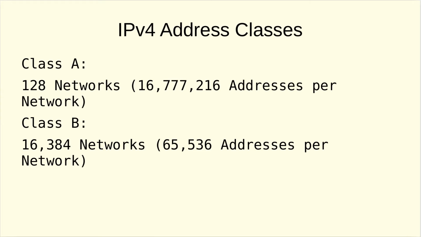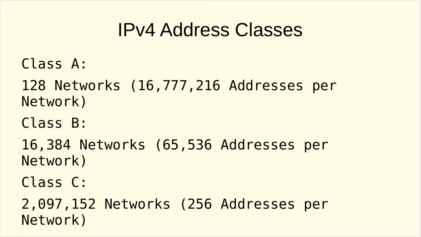Class B networks, there's 16,384 of those, each that can hold 65,536 addresses. Not all those addresses are usable though. We'll get onto that later. And then the Class C networks, there's over 2 million of those. Each one can hold 256 addresses. Again, not all usable though.